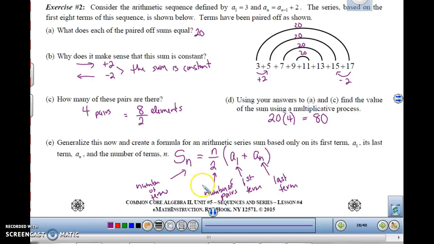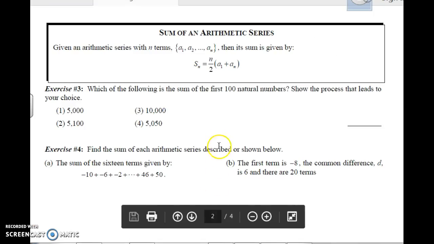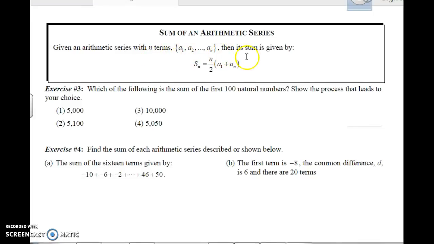Okay, so to find the sum of an arithmetic series, you add the first and last term and multiply it by the number of terms divided by 2, and you've got it. So there's your formula. All right, so here is our formula again. Given an arithmetic series with n terms from a1 to an, its sum is given by s of n equals n over 2 times a1 plus an.